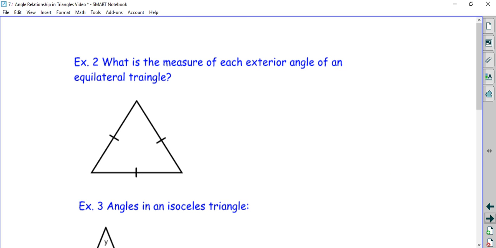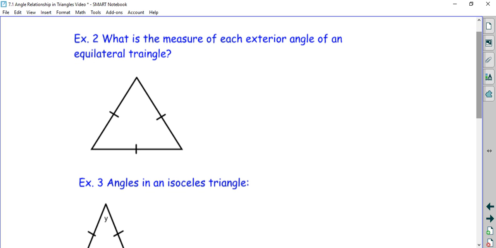Moving on to our next question, we have an example of an equilateral triangle. If you remember from grade 8, an equilateral triangle has the same three interior angles, and those three angles add up to 180 degrees. So if we divide 180 degrees into three equal pieces, each one of those angles is 60 degrees. So this is 60, this one is 60, and this one is 60. And this is always the same.